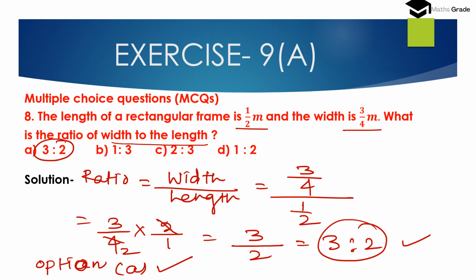So the ratio of width to that of length is 3 is to 2. So option A, 3 is to 2, is the answer. Option A, 3 is to 2, is the correct answer.